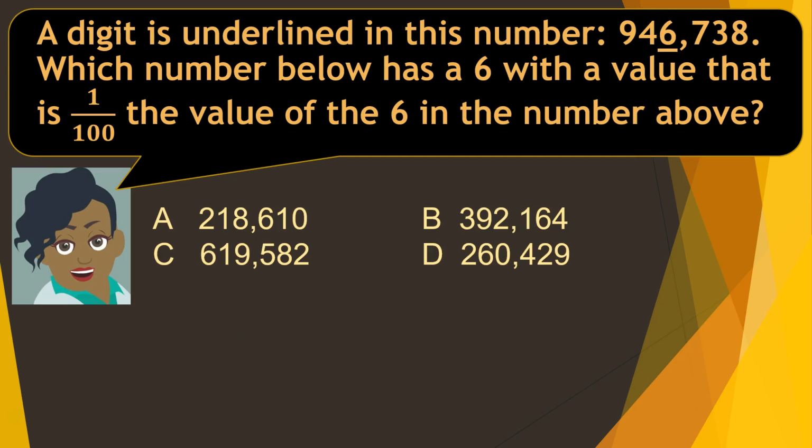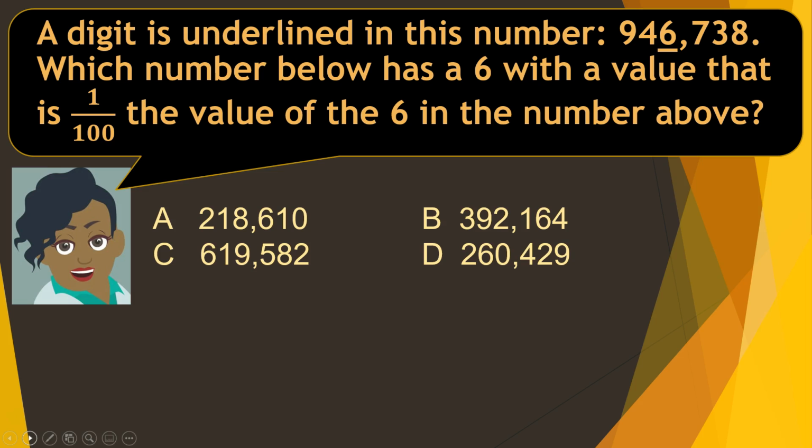Here's our next problem. A digit is underlined in this number, 946,738. Which number below has a 6 with the value that is 1/100th the value of the 6 in the number above? Pause the video and think about how you would solve this problem. Then push play.